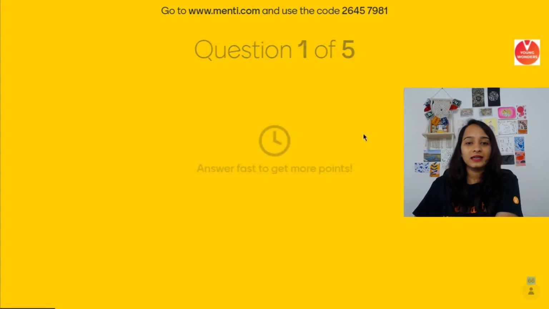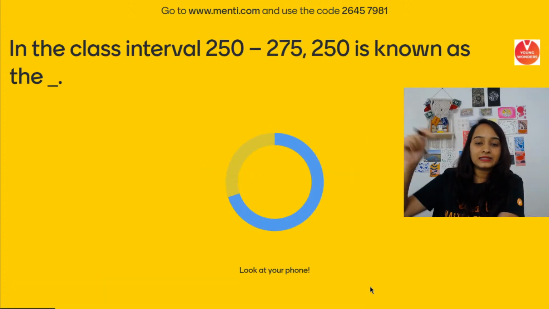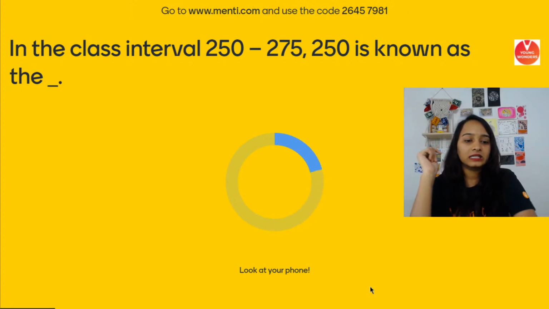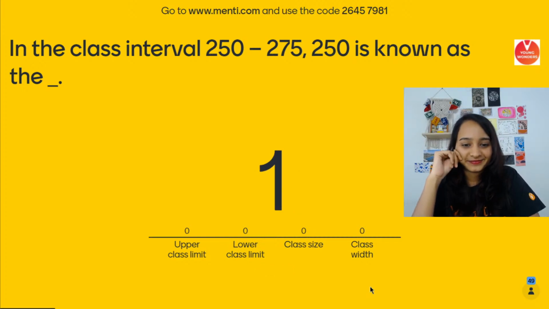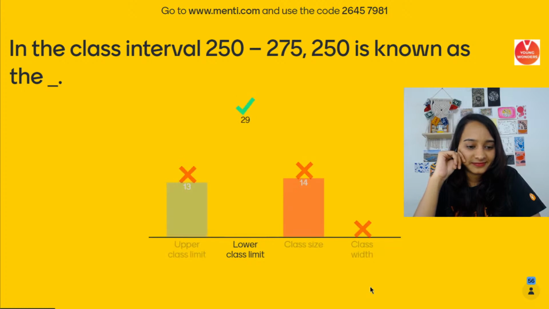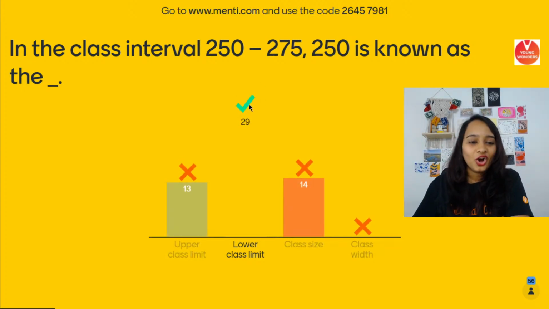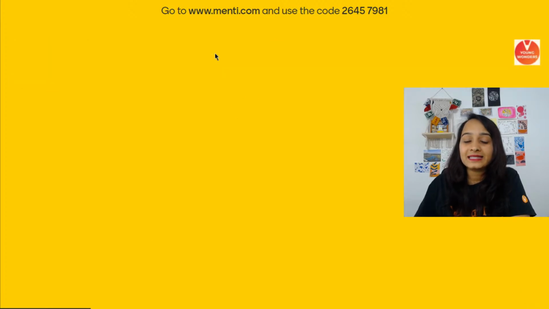Chalo, let's get started. Here's your first quiz question. How to join the Telegram group link? It's there in the description box again. Shrikanta, it is there in the description box. I have given a lot of easy questions, so let me see how many of you will get it right. Okay, Anshika, 52% of you got it right. In the class interval 250 to 275, 250 is known as lower class limit.